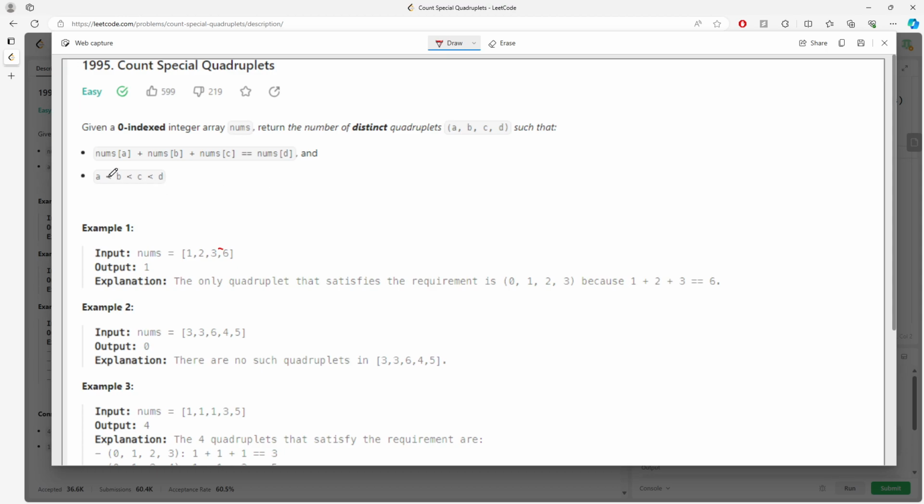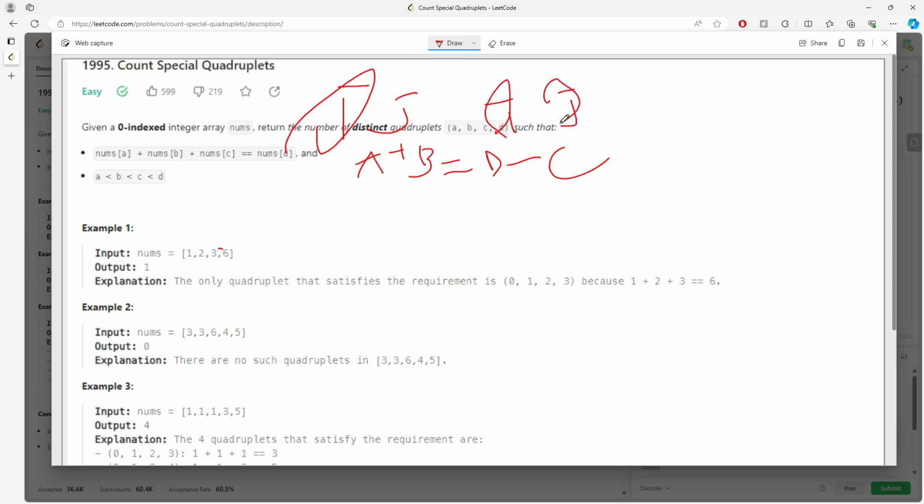So this will be the worst solution you ever have, but let's think about the optimal solution. What does this also represent? nums[a] plus nums[b] will be equal to nums[d] minus nums[c], right? So if we can split this equation into two for loops, one with the I pointer and the J pointer, and this I pointer can also be used over here, then it will save a lot of time and space.